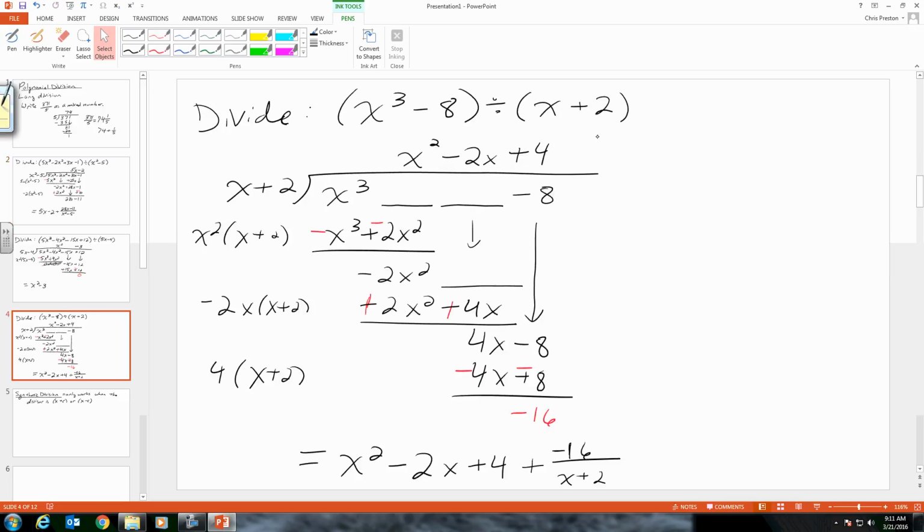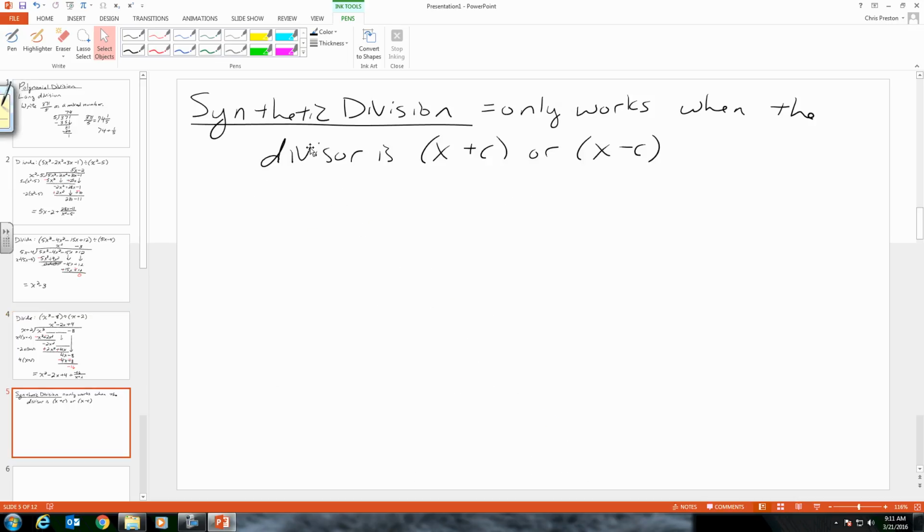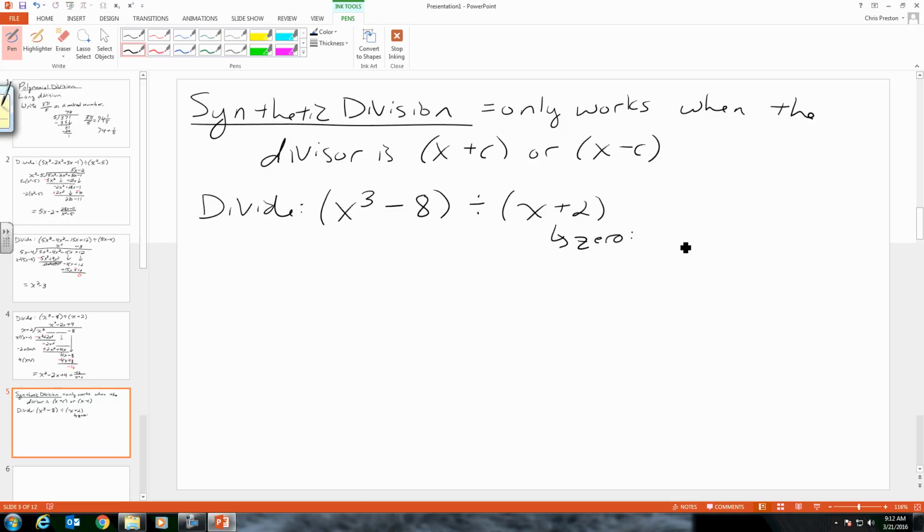This one I could have done synthetic division. And maybe I'll do that. I'll show you how to do this. So let's say I'm going to do that last division problem again, but this time I'm going to use synthetic division. So x cubed minus 8 divided by x plus 2. Okay? So this is how it works. What you do is you say, what is the 0 of the divisor?